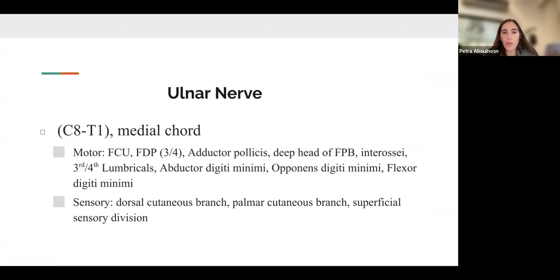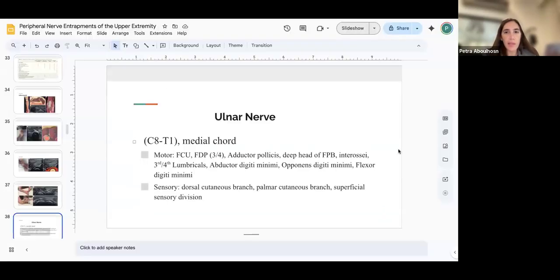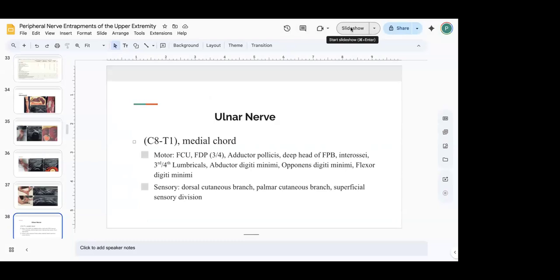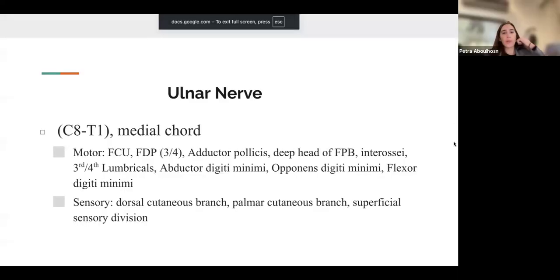Before moving on to the ulnar nerve, Dr. Han, are the slides showing well? Am I lagging? Yes, the slides are showing well. You're not lagging. You can continue. Oh, okay, cool.